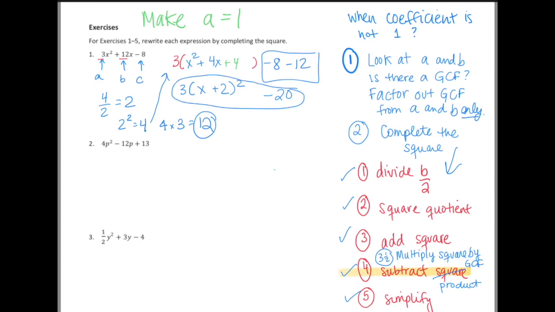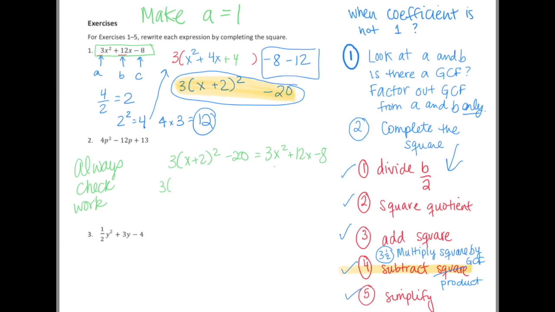After I do that, I'm going to go ahead and simplify. I simplify that by factoring and combining my numbers that are outside the parentheses. And my final answer there is 3 times x plus 2 squared, minus 20. Especially in the beginning, you always want to check your work to make sure that what you're doing is correct. Now I can check my work: this new expression should give me the same answer as my original expression that I started with. So that's what I'm going to do.